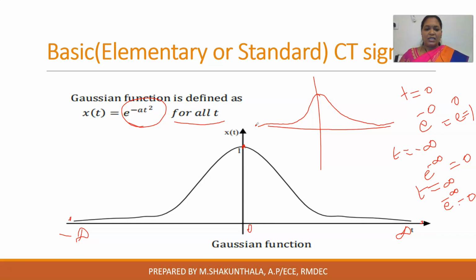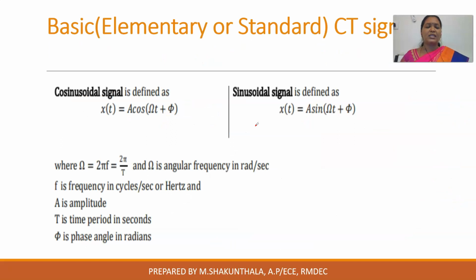Next is a cosinusoidal signal and sinusoidal signal. Cosinusoidal signal is given by A cos(omega t plus phi). Sinusoidal signal is given by A sin(omega t plus phi), where A is the amplitude, omega is the angular frequency, and phi is the phase angle. Usually we will consider this phase angle, or phase shift, as 0.